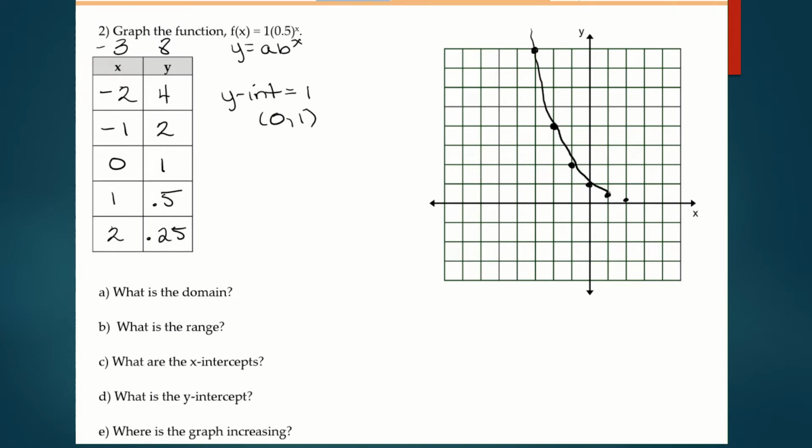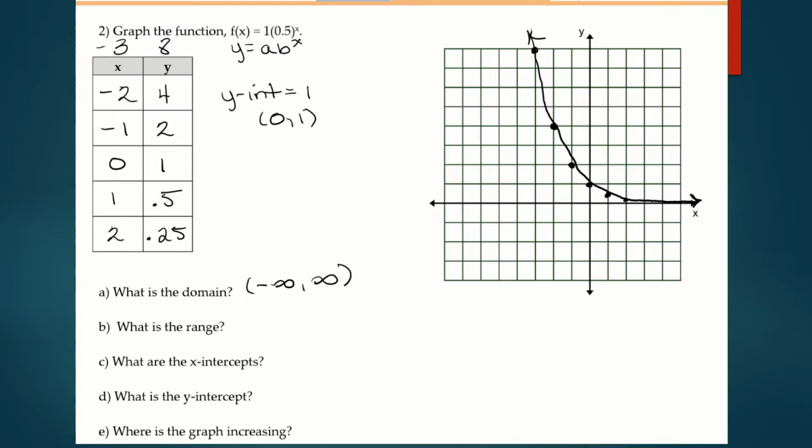Hopefully yours looks a little nicer than mine. And you'll notice once again, if you keep going with your x values towards the positive direction, like x equals 3, x equals 4, x equals 5, our y value is going to get smaller and smaller, but it's never going to be 0. So what is the domain of our function? What x values are we allowed to plug in? We can plug in any x values we want.